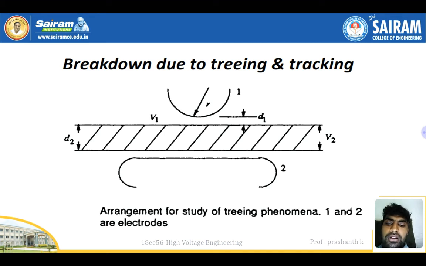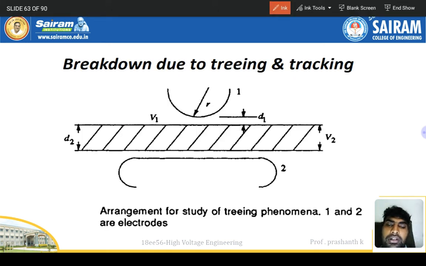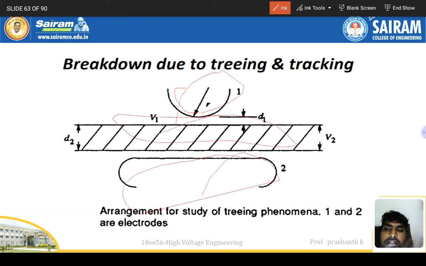1 and 2 are electrodes, just keep it in your mind. These two are electrodes, okay. This one is an electrode, this one is also an electrode, and here there is an insulating material or dielectric material. V1 is a voltage and V2 is different from this voltage, the voltage across the dielectric, okay, and D1 is a distance or displacement.